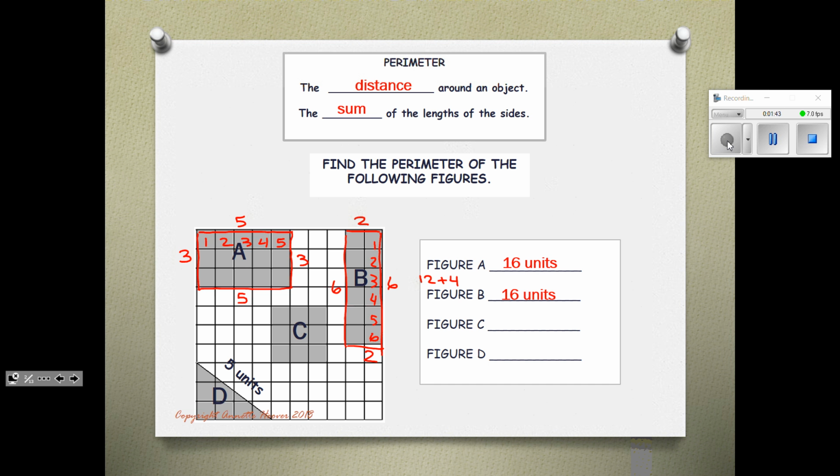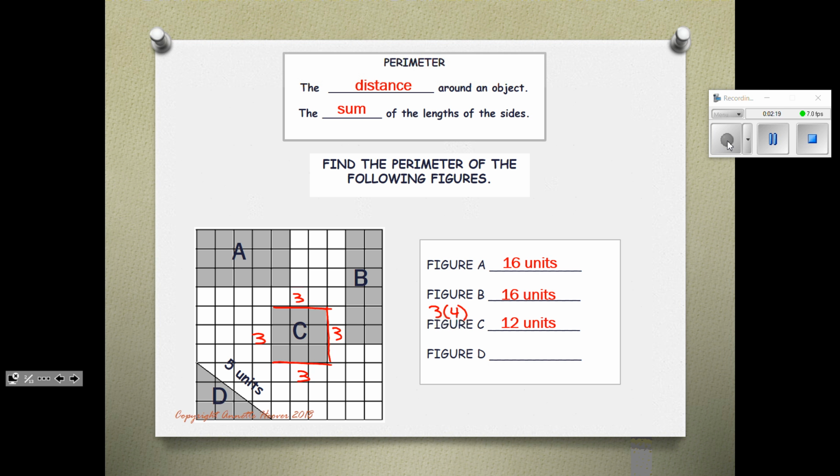Now we're using the word units because we are not told whether it's in centimeters or feet or what it is. So if you don't know what the unit is, we just use the word units. On the third shape, you'll see that there are 3 units across the top and 3 on all of the sides. So we could do this one. You could add 3 plus 3 plus 3 plus 3, but since it's the same number repeated, we could just go 3 times 4, and the perimeter of that shape would be 12 units.